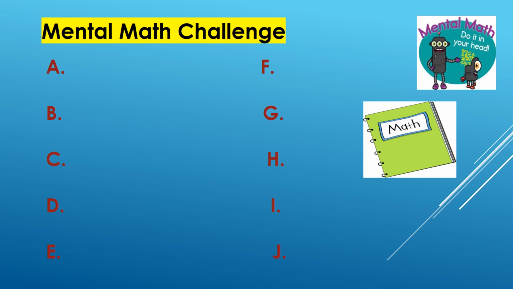And I want you to label the page with these letters: A, B, C, D, E, F, G, H, I, J. So it means that we have 10 mental math questions. I'll give you some time to write these letters, and no need for you to copy the questions. You will just write the answer, and then once done, you can stop writing, and then you can compare your answers to the answer keys that I will show later.